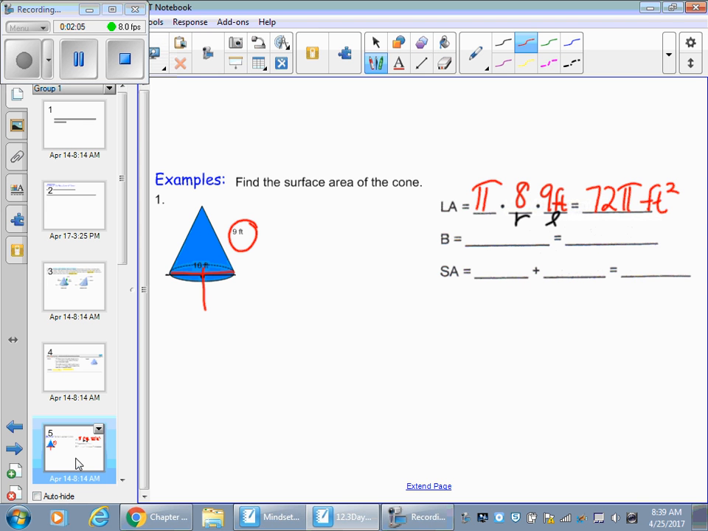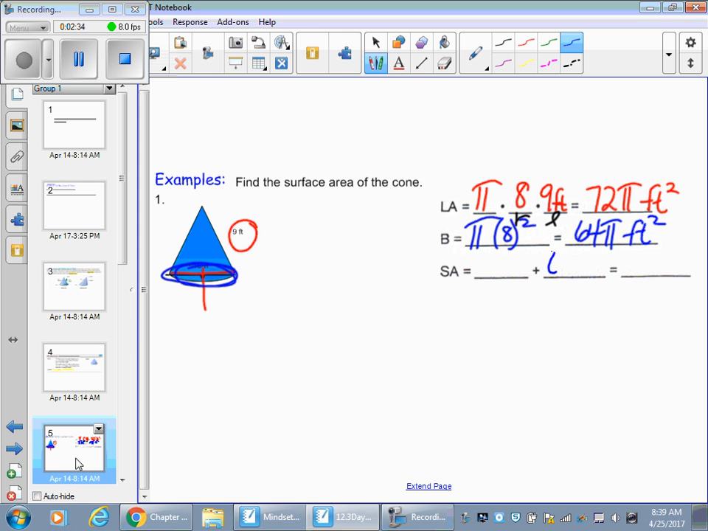Okay, so now we have to figure out the base. What's the area of that base? Well, remember, the area is pi r squared. So we're going to say pi, we know the radius is 8 squared. So again, I'm going to leave it in terms of pi: 64 pi, and that's going to be feet squared as well.